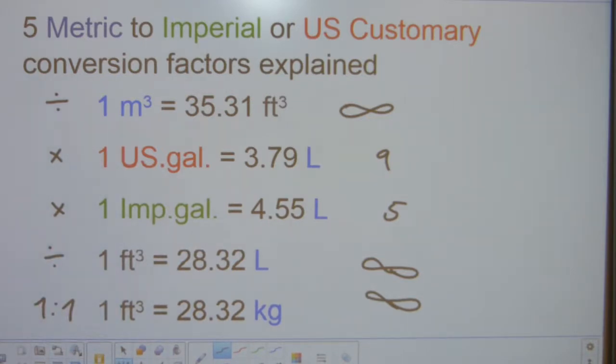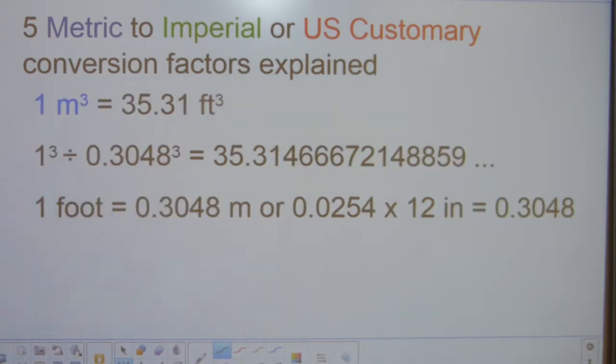It's going to be very straightforward at the end. It's also a division-based explanation. So that's just a little bit of similarities and differences before the details maybe overwhelm your system. Let's get going with the first one. 1 cubic meter is 35.31 cubic feet.